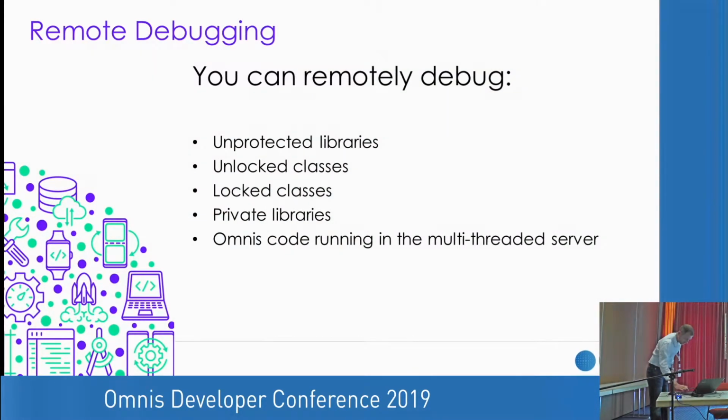What can you remotely debug? Of course, you can debug unprotected libraries and unlocked classes, but you can also remotely debug locked libraries and libraries that are set to be always private. That would also work. And you can, in addition, debug Omnis code that is running on a multi-threaded server, which cannot be done in the local debugger. That would also be possible using the remote debug functionality.